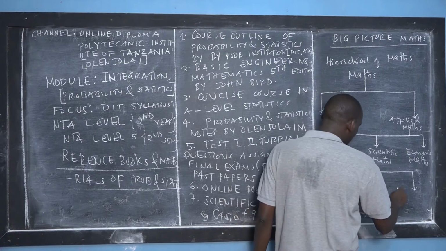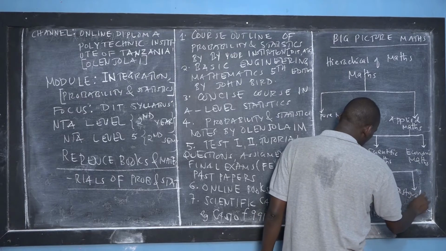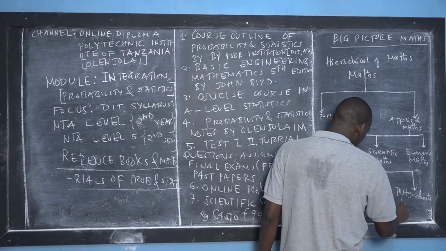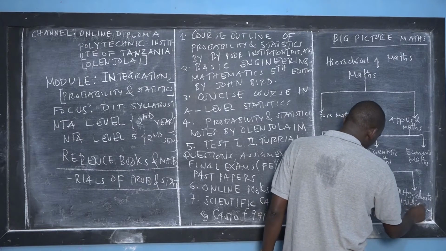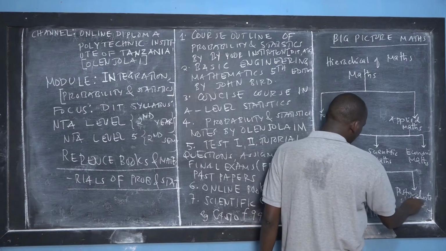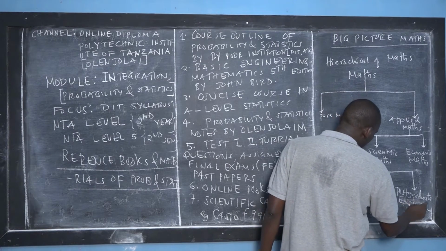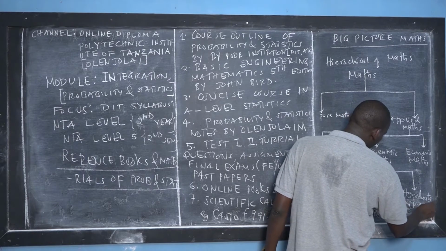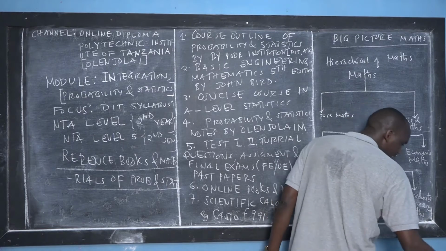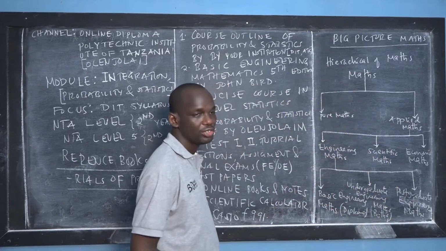But also we have postgraduate. When you are doing your postgraduate studies, masters, even sometimes a PhD, postgraduate math, engineering mathematics. So you can have some modules of mathematics. So this is the big picture in my mind. I used to visualize mathematics in this big picture.